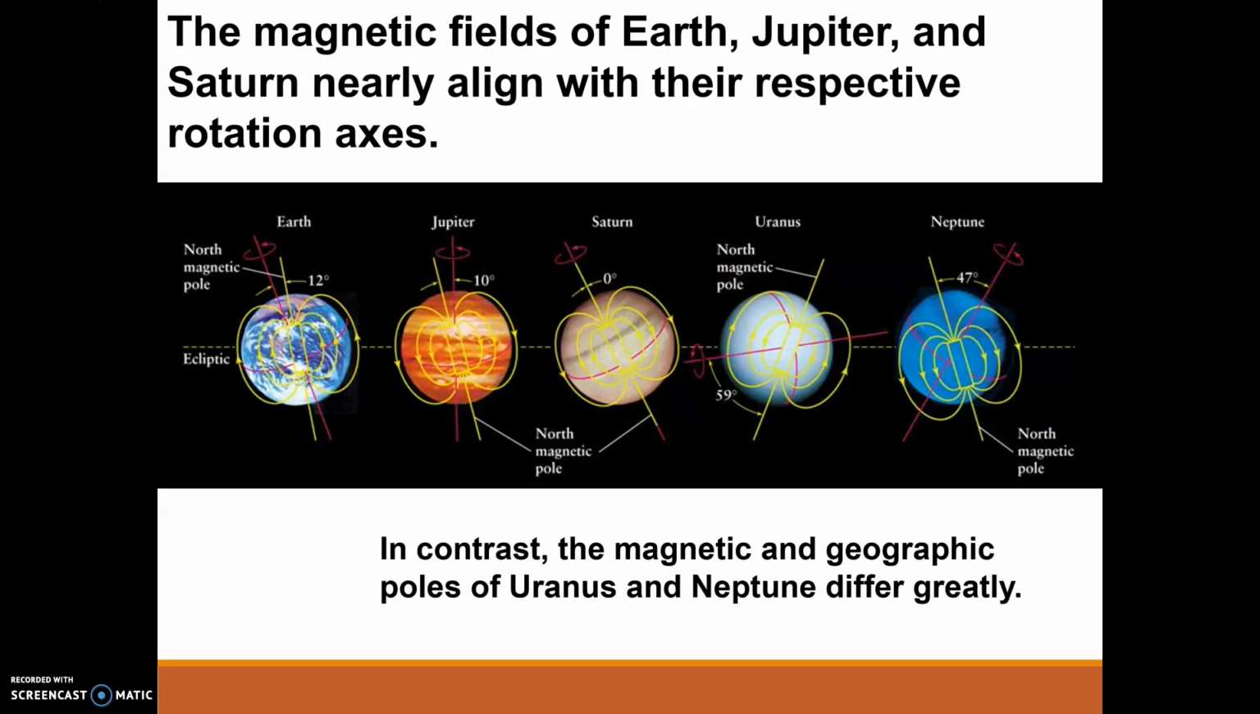The magnetic fields of Earth, Jupiter, and Saturn are nearly aligned with their axes, but if we look at the comparison with Uranus and Neptune here, we can see that the magnetic fields do not match the axes. We can see the axis for Uranus here, but the magnetic field is almost in the opposite direction. And same here with Neptune. We have the axis here and the magnetic field 47 degrees in the other direction.